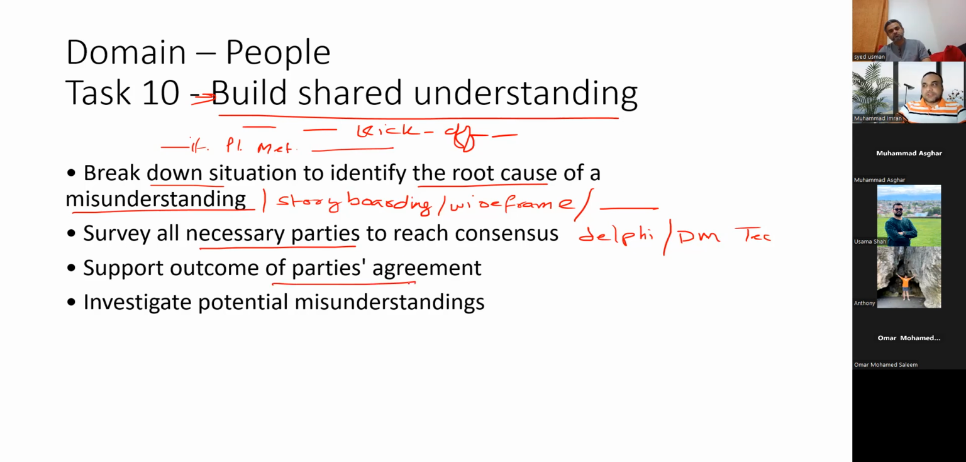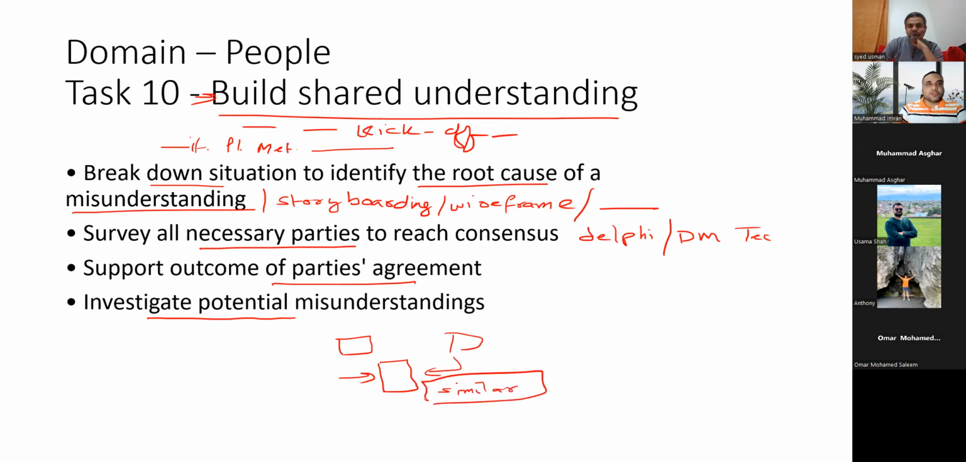And once they have the agreement, all agree on the same point, then follow those things and keep investigating potential misunderstanding. Like if one of the stakeholders is saying, I need a feature like this, and another one is saying, I need a similar feature like this. Now this "similar" is what? Ambiguity, right? So you have to clearly verify the requirement by doing storyboarding, wireframing, or a prototype.